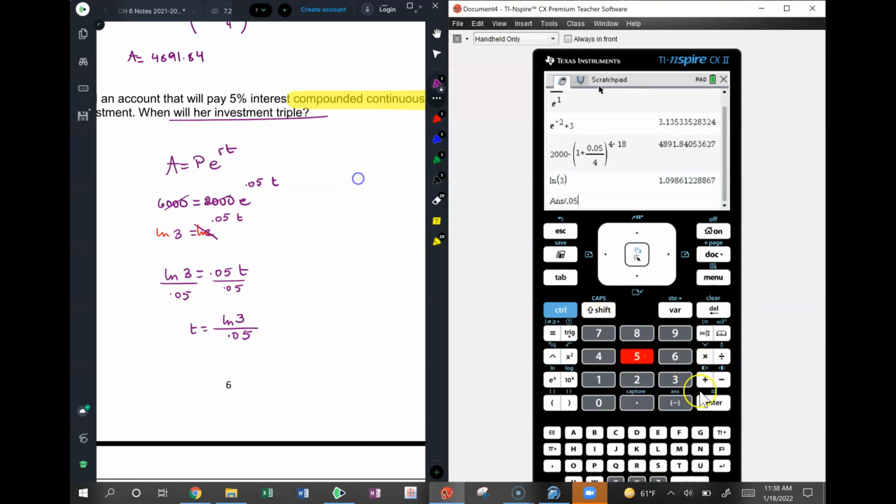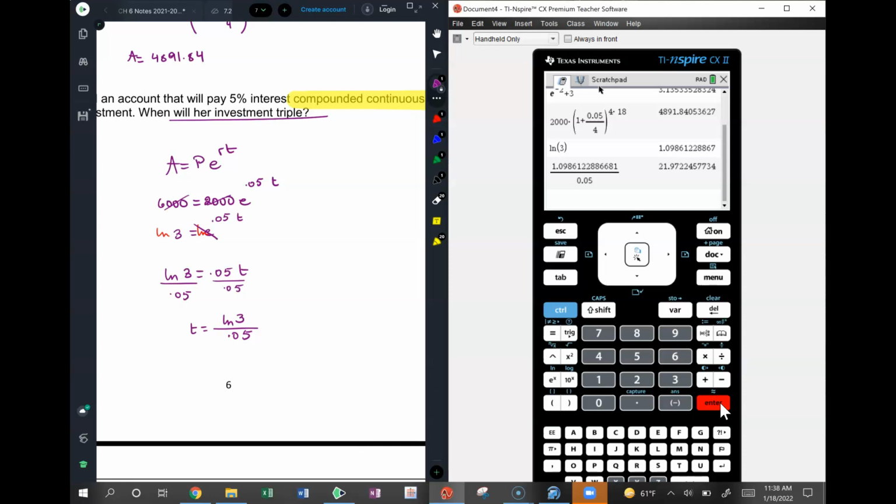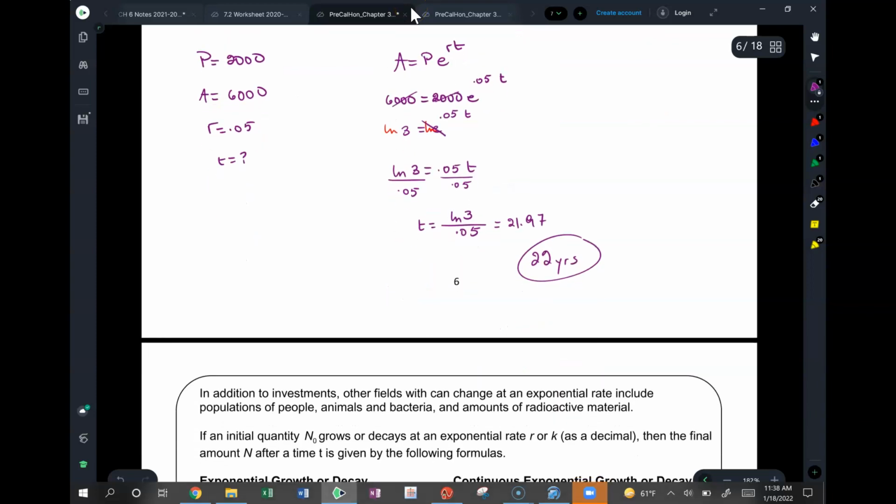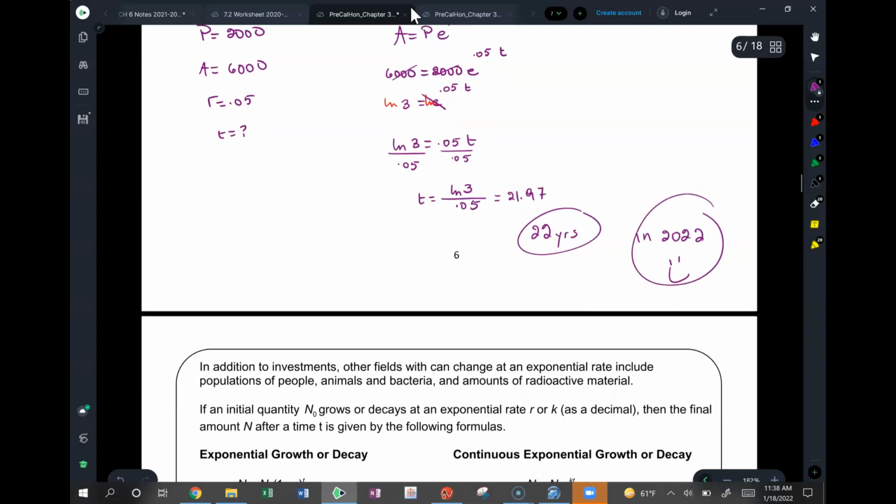over 0.05, 21.97 years. Okay. So basically in 2022. Oh, this year. Wow. Yay.